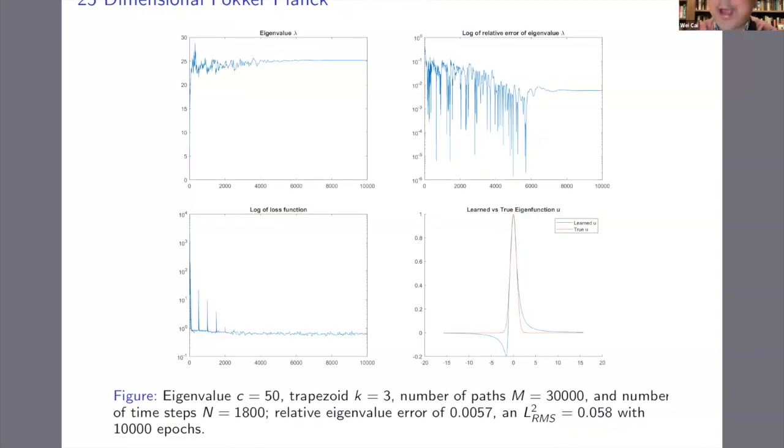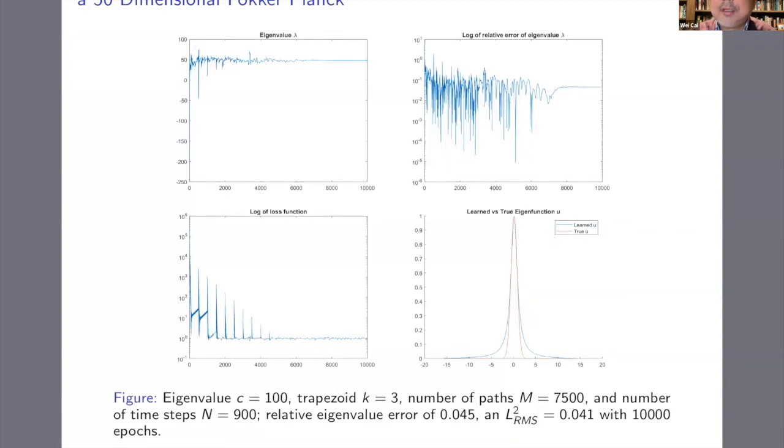And this is 25 dimensions. Again, in this case, the exact eigenvalue is 25. So after about 5,000 steps, the eigenvalue is captured very nicely. This is the error of the eigenvalue, and this is the eigenfunction. This is 50 dimensions. Again, the eigenvalue in this case is 50. You can catch the eigenvalue after about 5,000 training steps. And this is the eigenfunction.